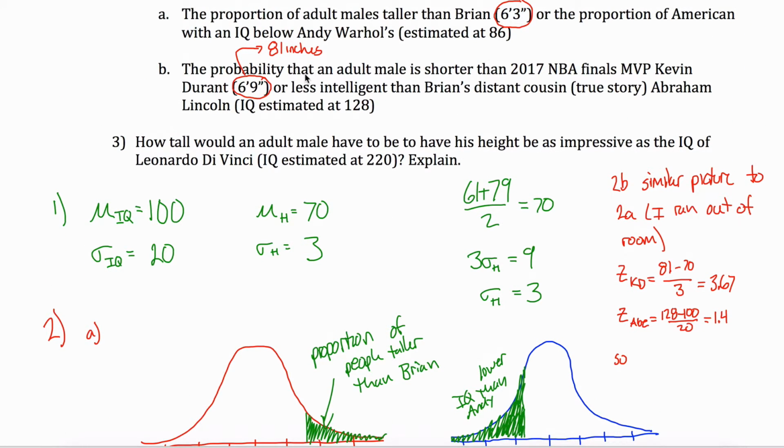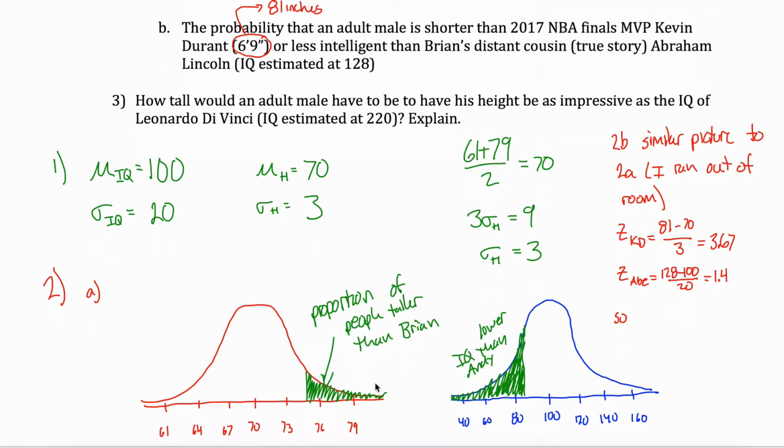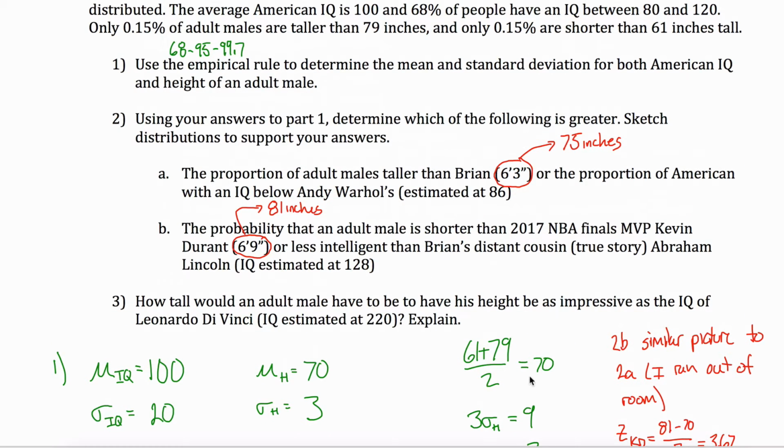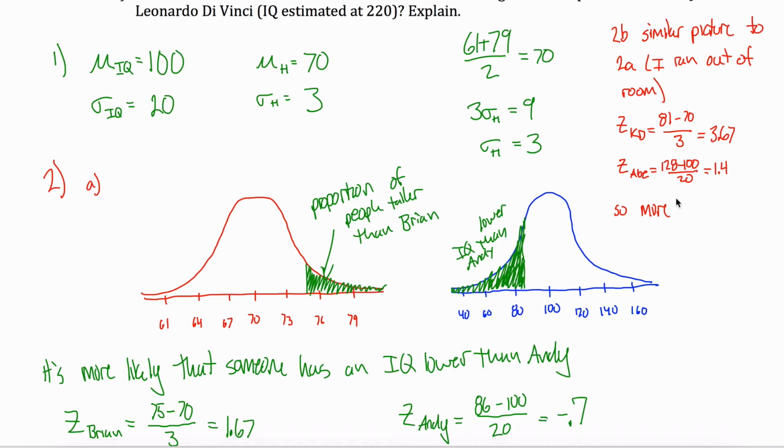So what was I asked? Which is greater? The probability that an adult male is shorter than KD. Almost everybody's shorter than KD because he's way over here in the picture. And people that are less intelligent than Abe, well, 1.4 standard deviations, we're talking about somewhere in here. Most people, but not nearly as many as KD. So less. How about more likely? What did the question ask? Which is greater? Okay, so it's more likely that someone is shorter than KD, based on these z-scores here.